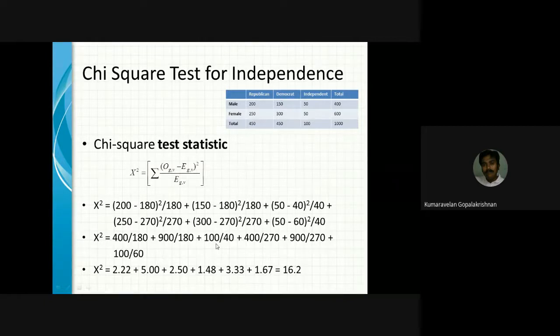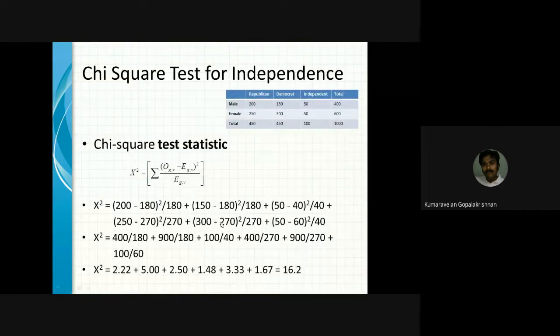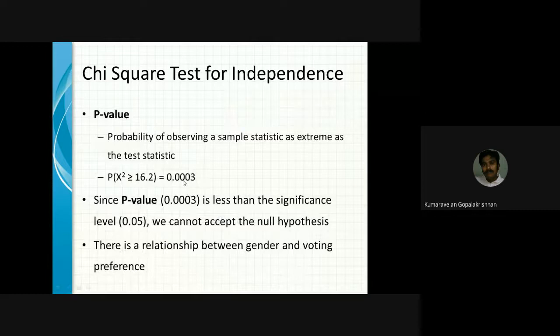It's simple mathematics, dear participants. I will give the slides to you, you just verify it. Finally, you will get 16.2 for this particular data set. Now there is a ready-made chi-square table, so you check it with the p-value. The chi-square value of 16.2 corresponds to 0.0003. Now I am going to compare this with my p-value, and here my value is less than the p-value.